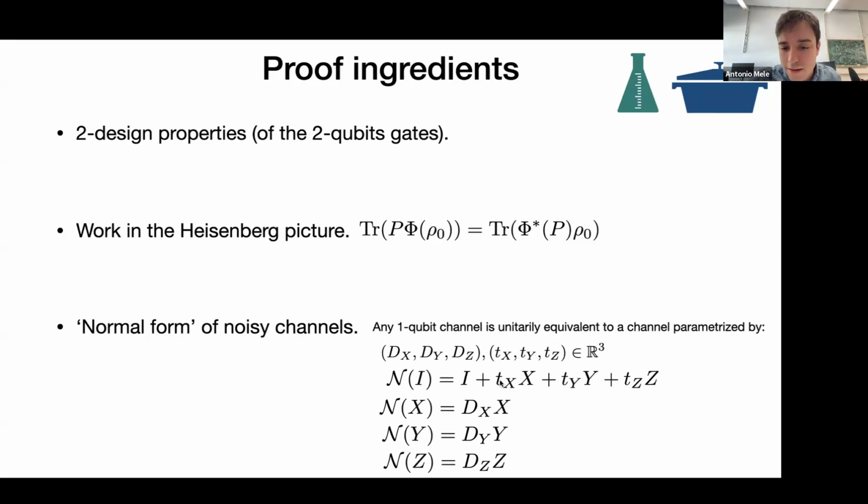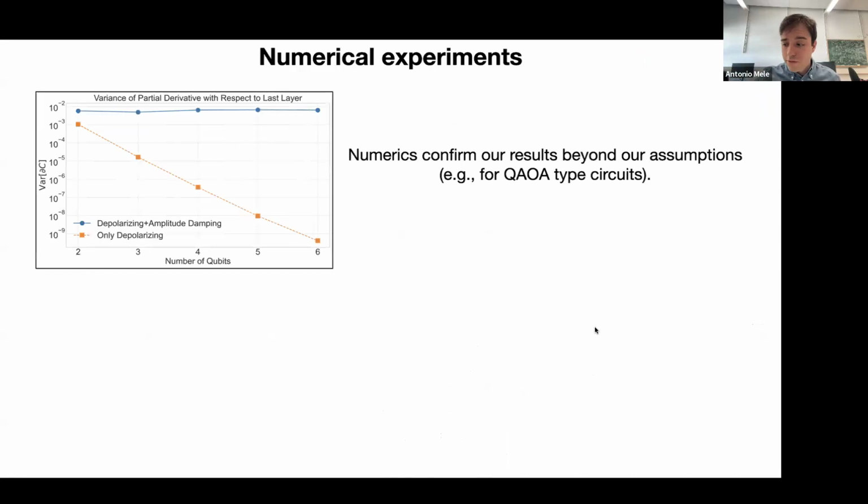And if Tx, Ty, Tz are larger than constant, then we have absence of barren plateaus, and this kind of stuff. These are the non-unital noise parameters, the ones parameterized by T. Okay, so let me quickly go through the numerical experiments, and then I will conclude.